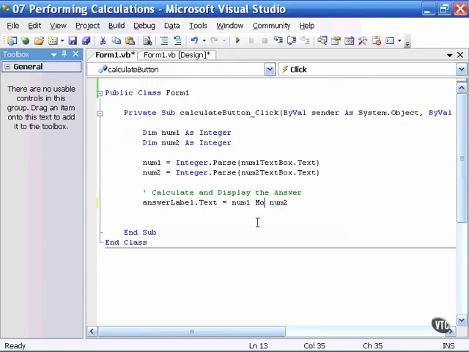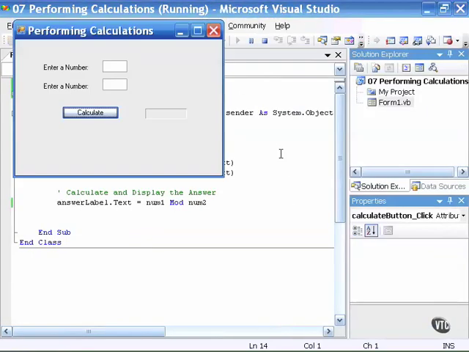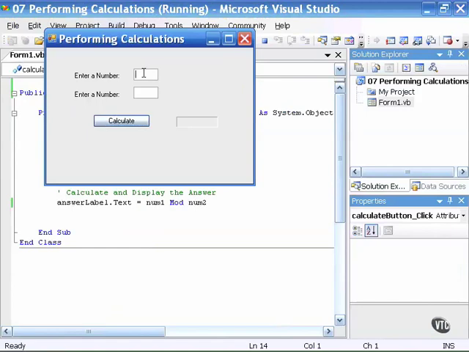Changing the integer division to the mod or the modulus operation, MOD, you'll notice, is in blue, indicating that it is a keyword. We will divide 20 by 6, which means the mod remainder is 2. Since 6 goes into 20 3 times with a remainder of 2, the mod operation simply gives us the remainder.